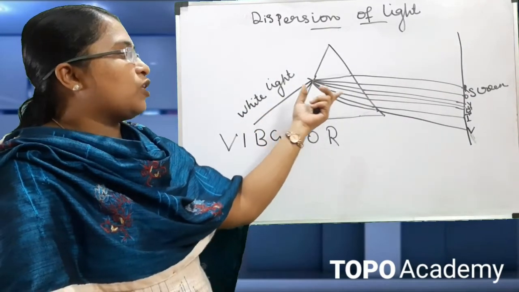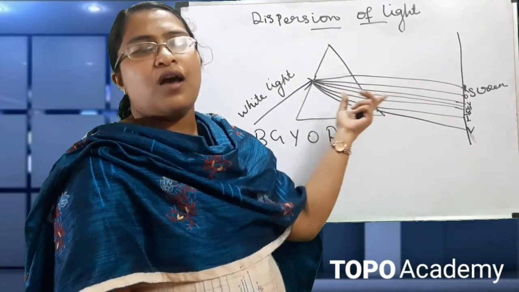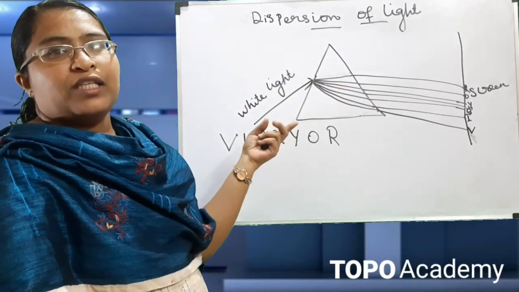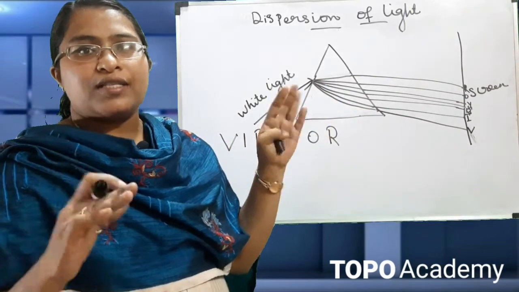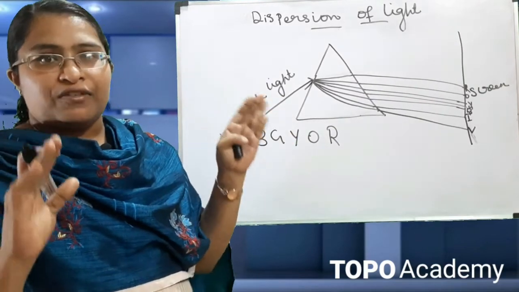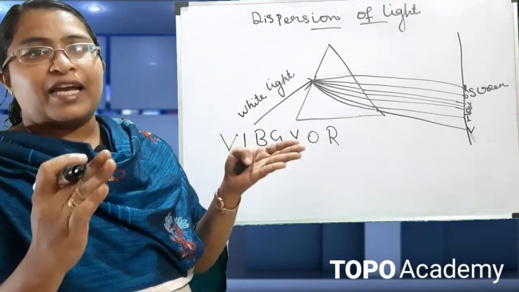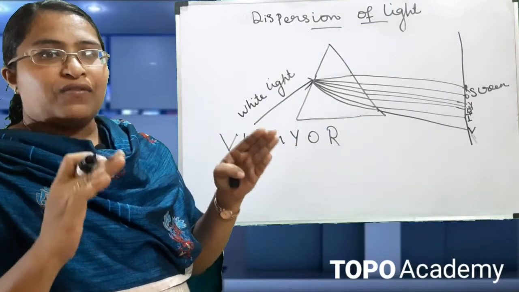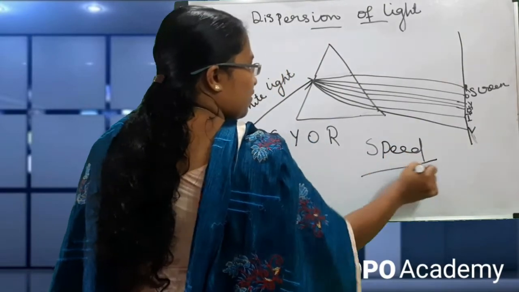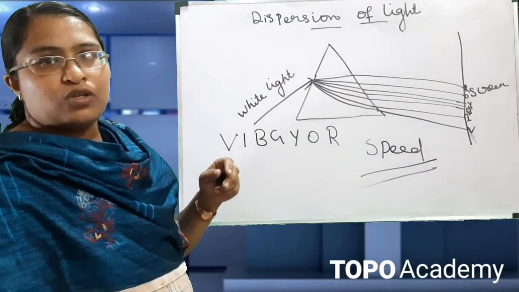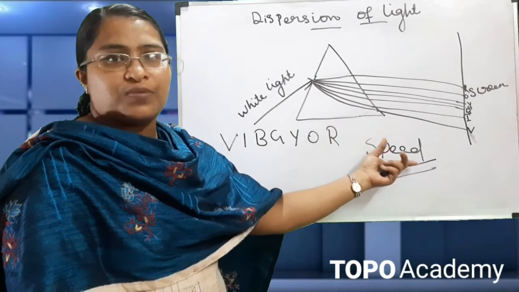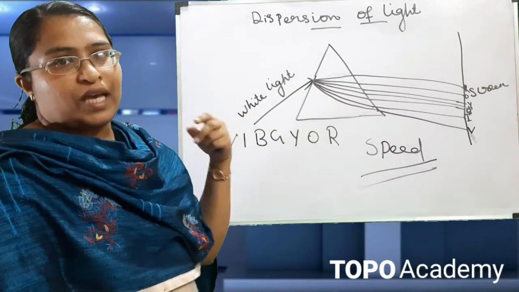Why is white light split into 7 colors when we pass it through the glass prism? The reason is that when the white light is passing through the glass prism, each color has a different speed. Red has a different speed, violet has a different speed, indigo, yellow, orange, all these colors have different speed. So when white light enters the glass prism, all the colors travel with different speed. The main reason is that they travel at different speeds. The different speeds result in the splitting of white light into 7 colors.